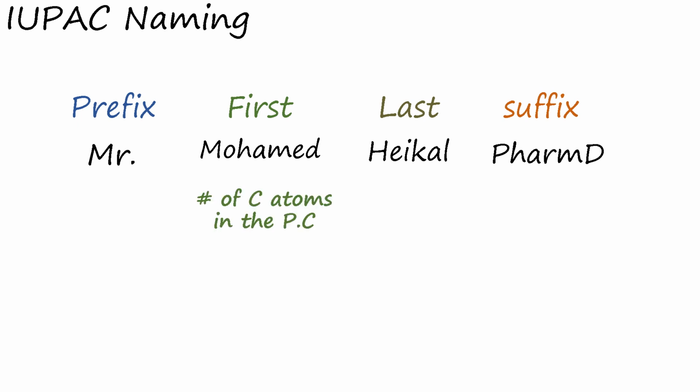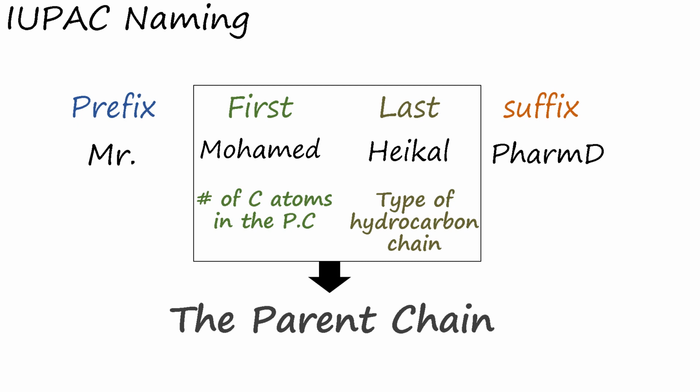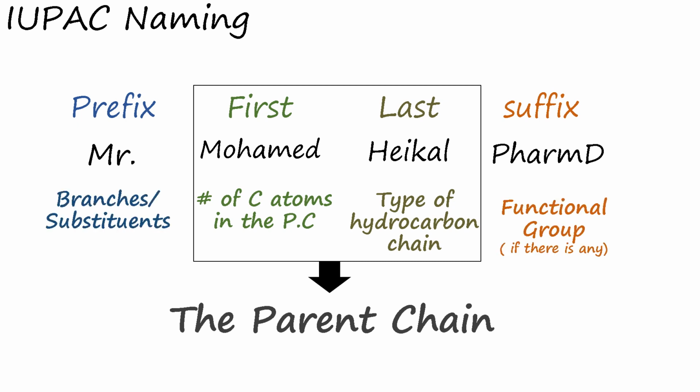The same idea applies to organic chemistry. In organic chemistry, the first name is made out of the number of atoms in the parent chain, and the last name is the type of hydrocarbon chain. Together, the first and the last name make up the parent chain. And then if that parent chain has any branches, we add that in the prefix. And if it has any functional group, we add that in the suffix.